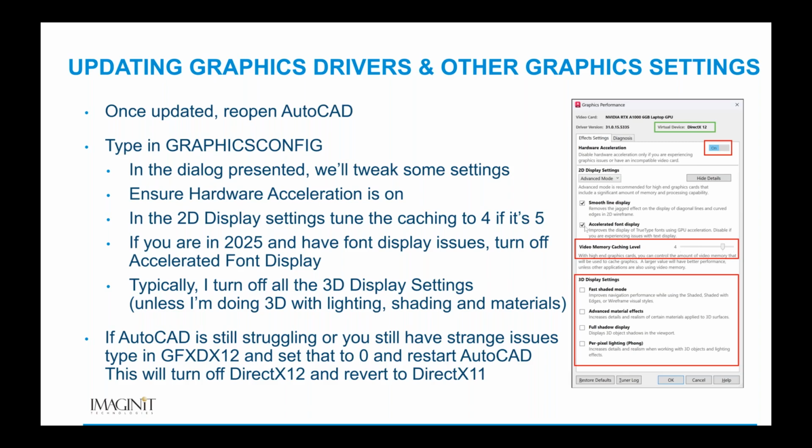There's another little tweak down here at the bottom. If AutoCAD is struggling or if you're having strange issues, i.e. you pan and zoom and things disappear until you do a REGEN ALL, you're having some really strange graphics behaviors where things are constantly disappearing off your screen until you do a REGEN ALL, type in GFXDX12, set that to 0, restart AutoCAD, and what that will do is change AutoCAD from using DirectX 12 to DirectX 11.